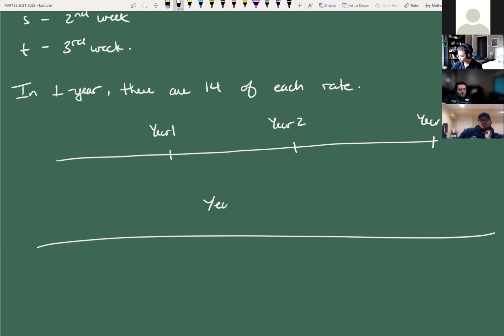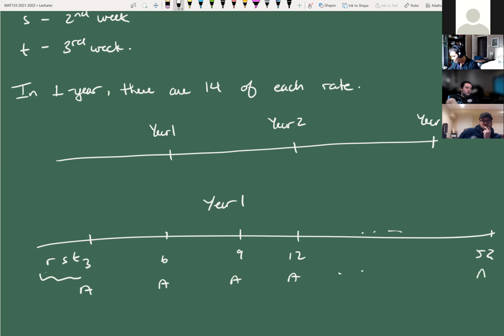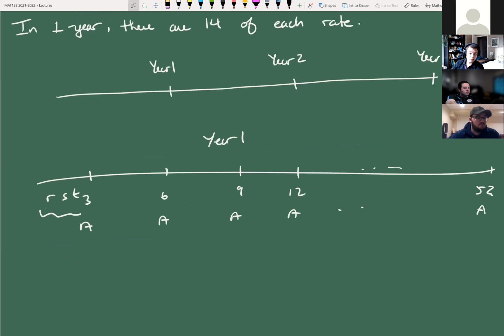So maybe here's year 1. And then we've got 3 weeks, 6 weeks, 9 weeks, 12 weeks, all the way up to 52 weeks, right? Now, in each of these 1-week periods, you have an R and an S and a T, right? So you have an A here, an A here, an A here, and an A here. When I bring each of these payments back to the present, I get A, (1+R)^-1, (1+S)^-1, (1+T)^-1, right?